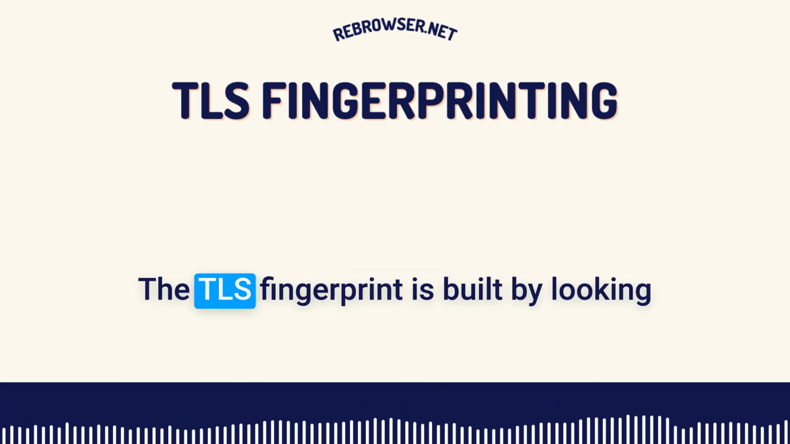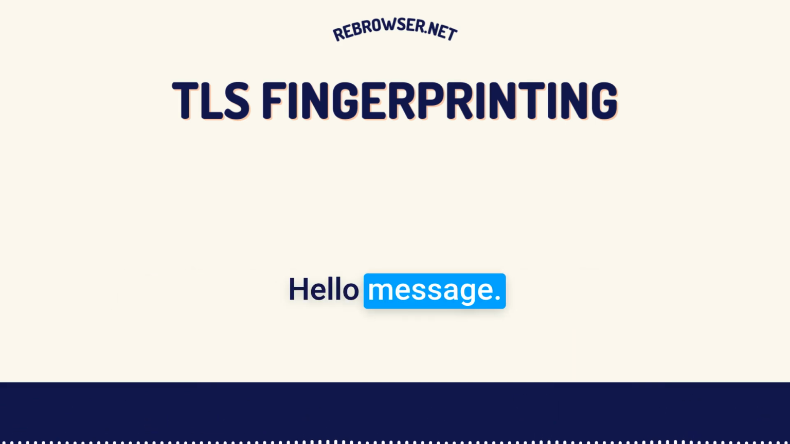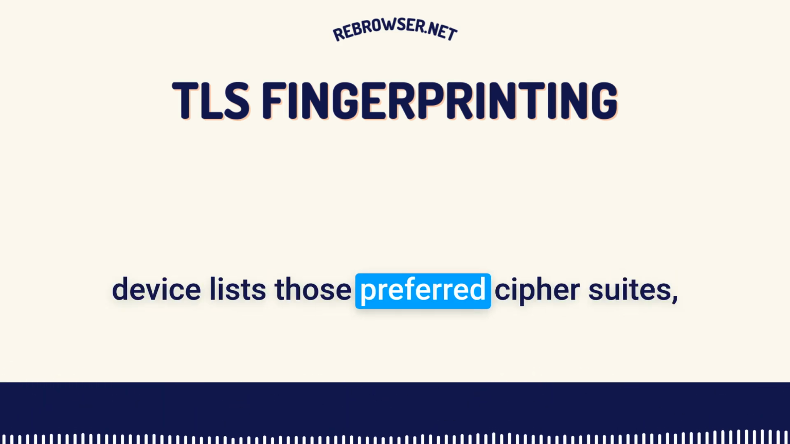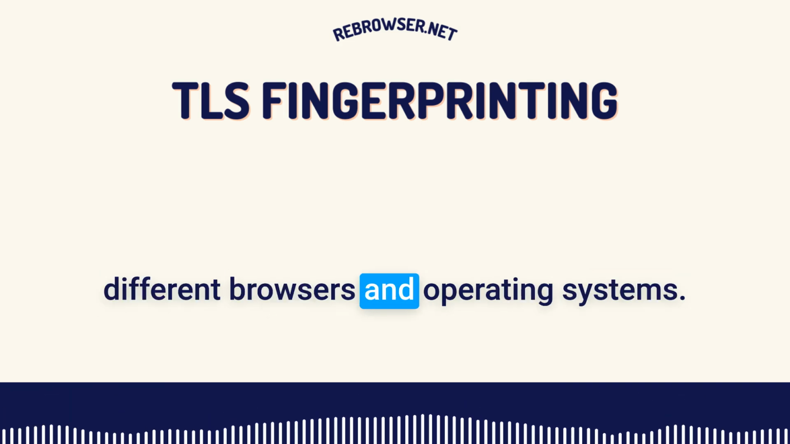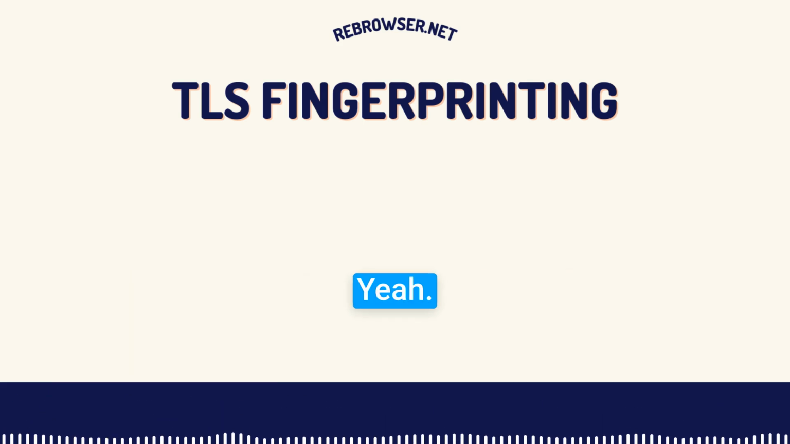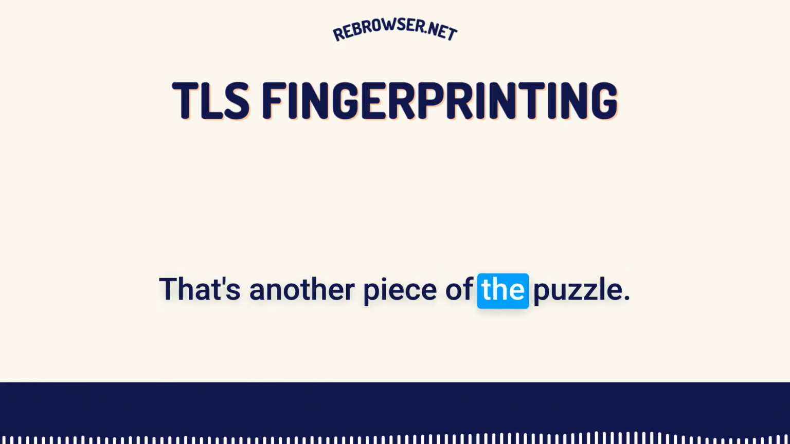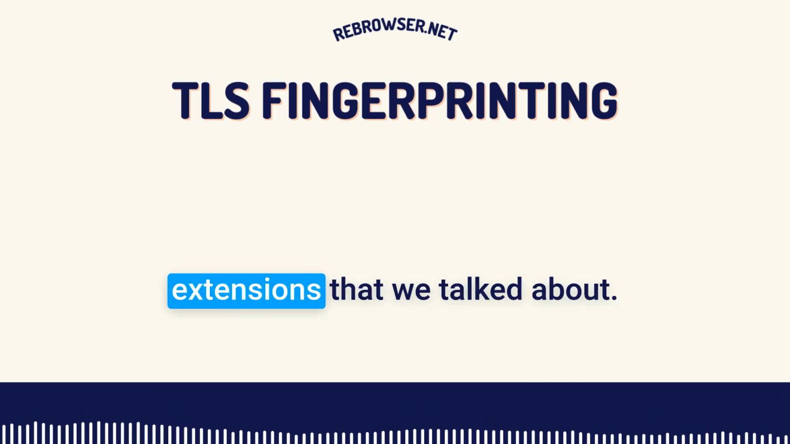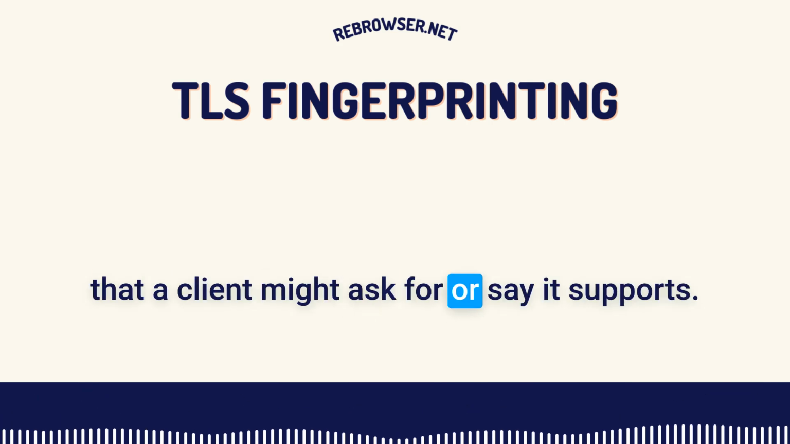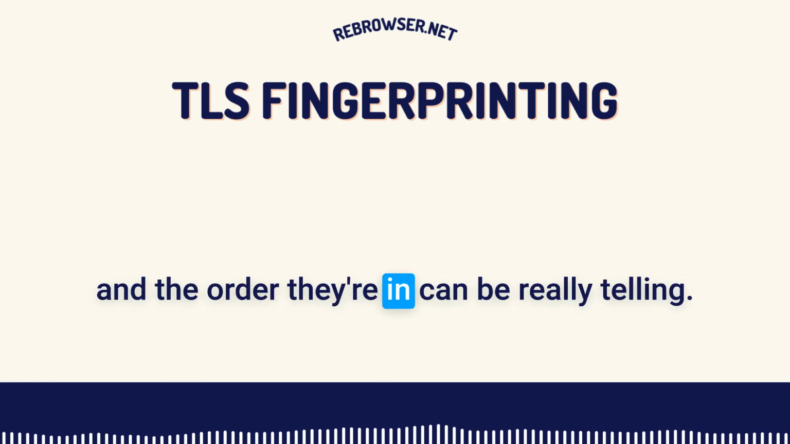Exactly. The TLS fingerprint is built by looking at all the details packed into that client hello message. Like, for example, the order in which your device lists those preferred cipher suites. Different browsers and operating systems tend to have their own unique preferences for how they order things. And then the range of TLS versions your client can handle, that's another piece of the puzzle. And then there's those TLS extensions that we talked about. Those are the optional capabilities that a client might ask for or say it supports. And the specific set of those extensions and the order they're in can be really telling.